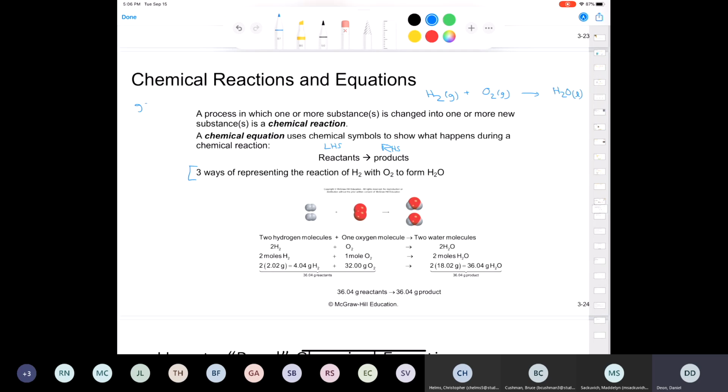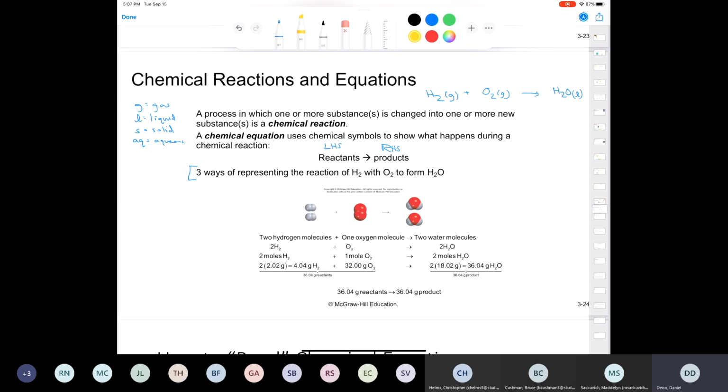So G is for gas, L is for liquid, and you probably know this already, I'm just rehashing here. S is for solid, and AQ is for aqueous solution. Now remember, water is not aqueous, water is pure. It's a pure molecular compound, and so it's a liquid. Now this is not a balanced equation, okay?